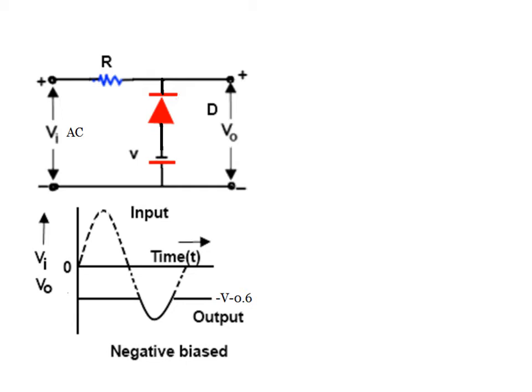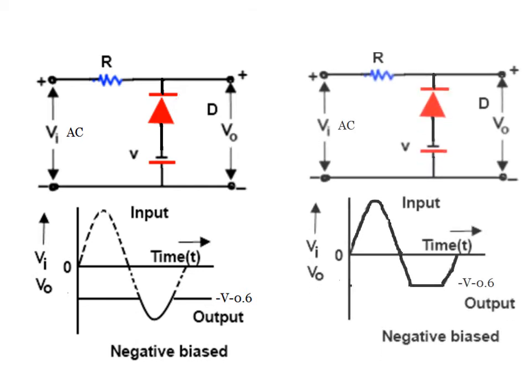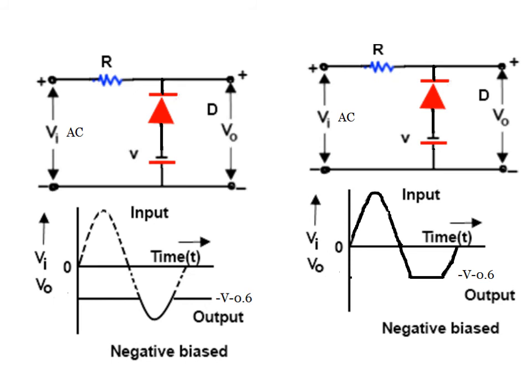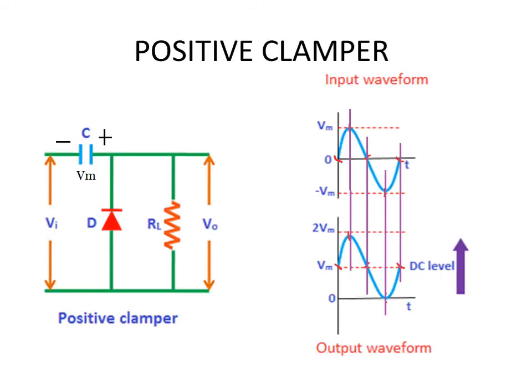So the level at which the voltage clipping will take place is negative V minus 0.6, or you just take V plus 0.6 and give a negative sign. So that is the level at which the clipping will take place, and your waveform will look like this. Okay, so that is about the negative biased clipper.